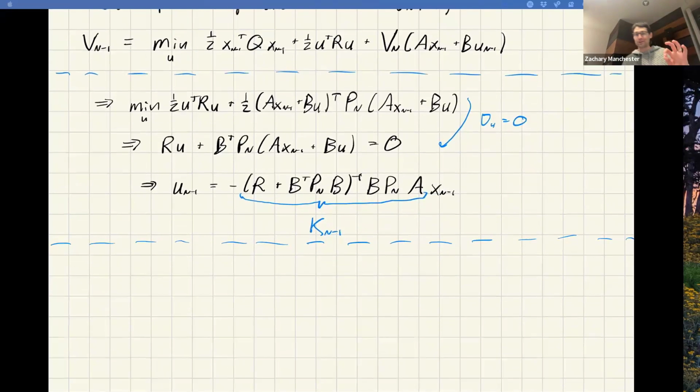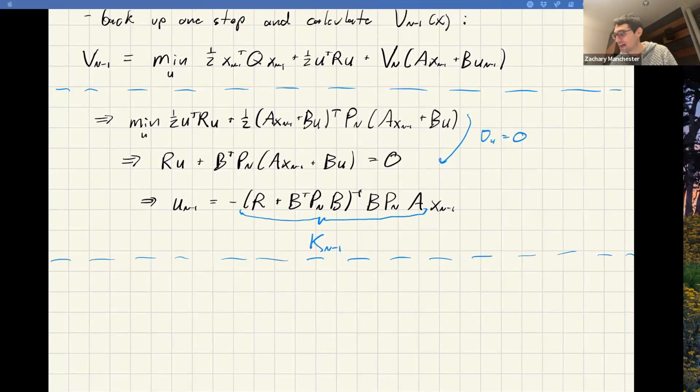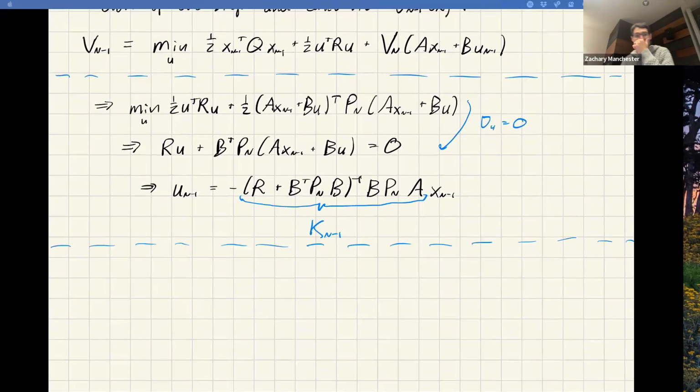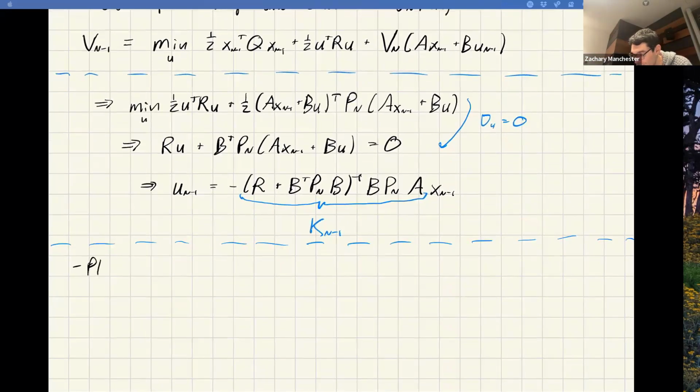One second. So what we're going to do now is plug that optimal policy back in and derive. What we did so far is get this policy. We didn't actually get the value function yet for V_{n-1}, right? So we're going to do that right now. We're going to plug u equals minus kx back into the value function up above.